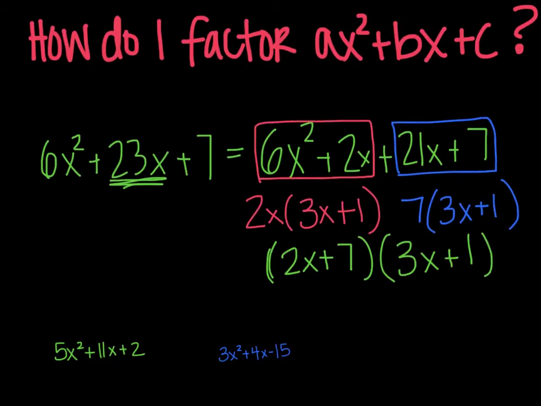You're probably wondering why I chose to use the 2x and the 21x to break apart the 23x compared to anything else. And you might notice when you multiply the 2 times the 21, you will get a product of 42, which is the product of the A term and the C term. So when you're looking to break this apart, you should look for the factors of the product of the A and C term that have a sum of your B term.